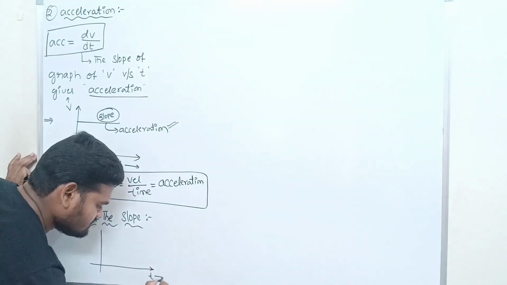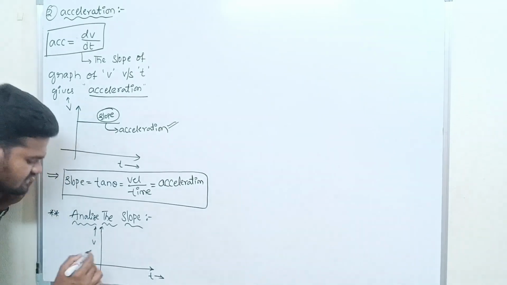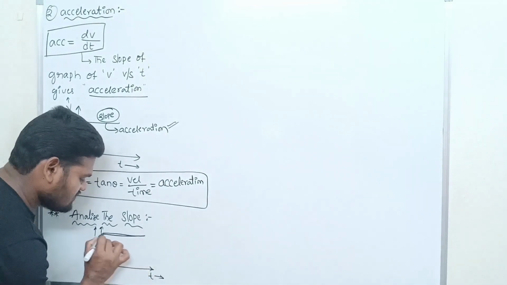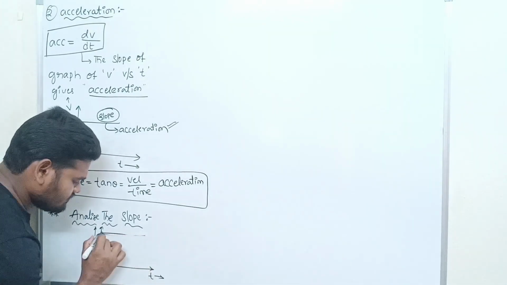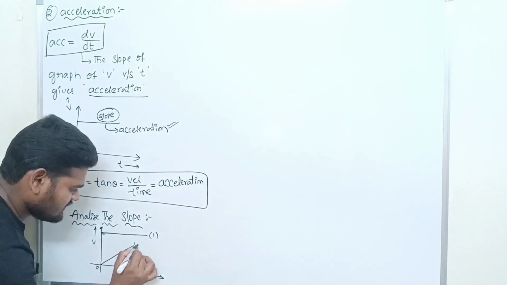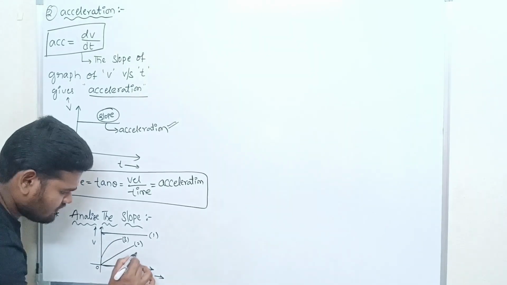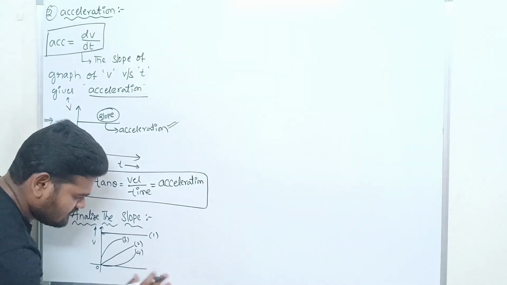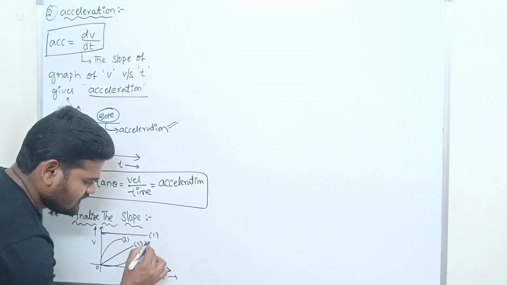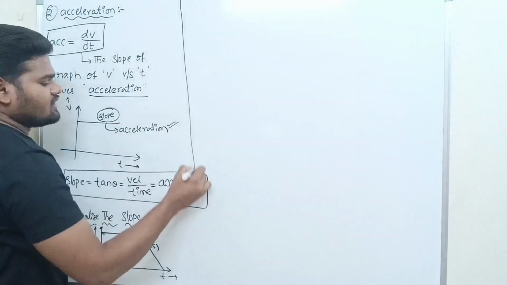So this is time along the x-axis and velocity along the y-axis. This is origin O. This is the first slope, slope number 1, and this is the second slope, third slope, fourth slope, and the fifth slope is like this. Okay, so this is the fifth slope. Are you getting?